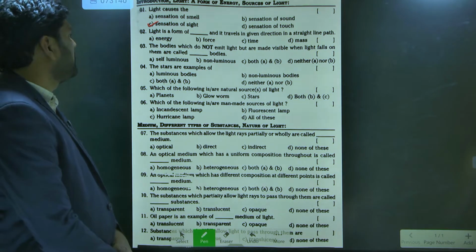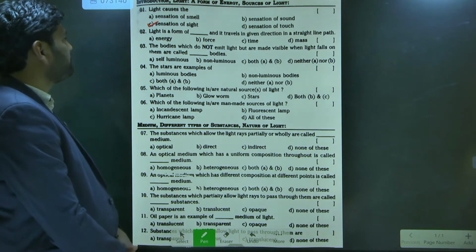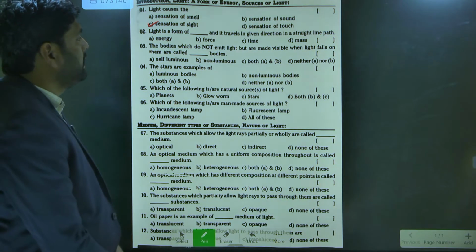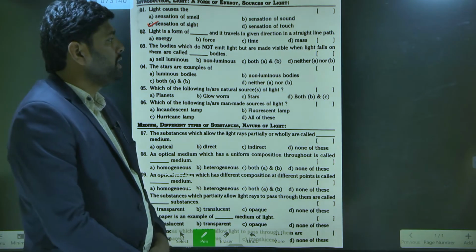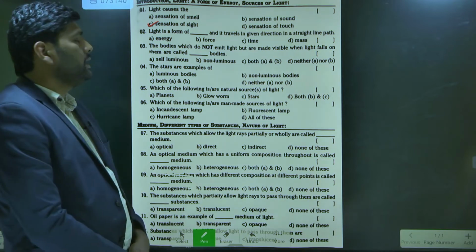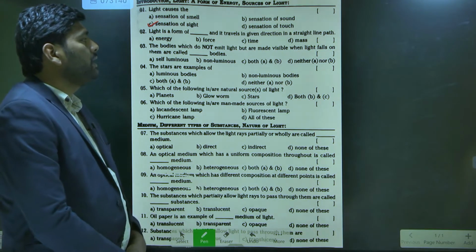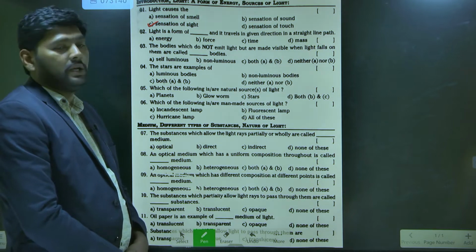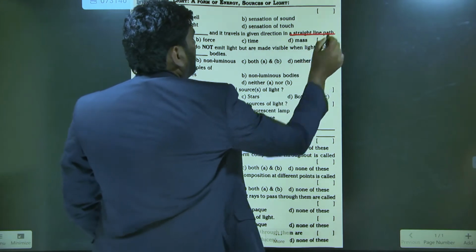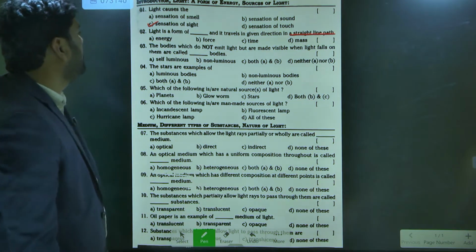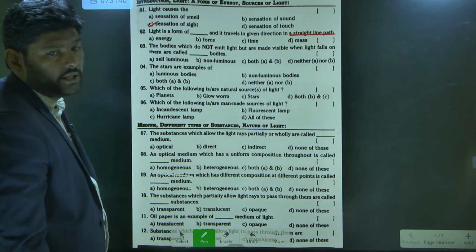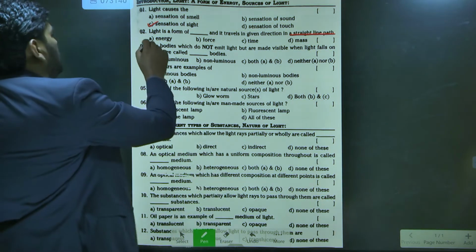At the same time, look at the second question. Light is a form of dash and it travels in a given direction in a straight line path. Once again I am reading: light is a form of dash and it travels in a given direction in a straight line path. Actually, the straight line path of light is a property of light, and here they are asking, light is a form of what?